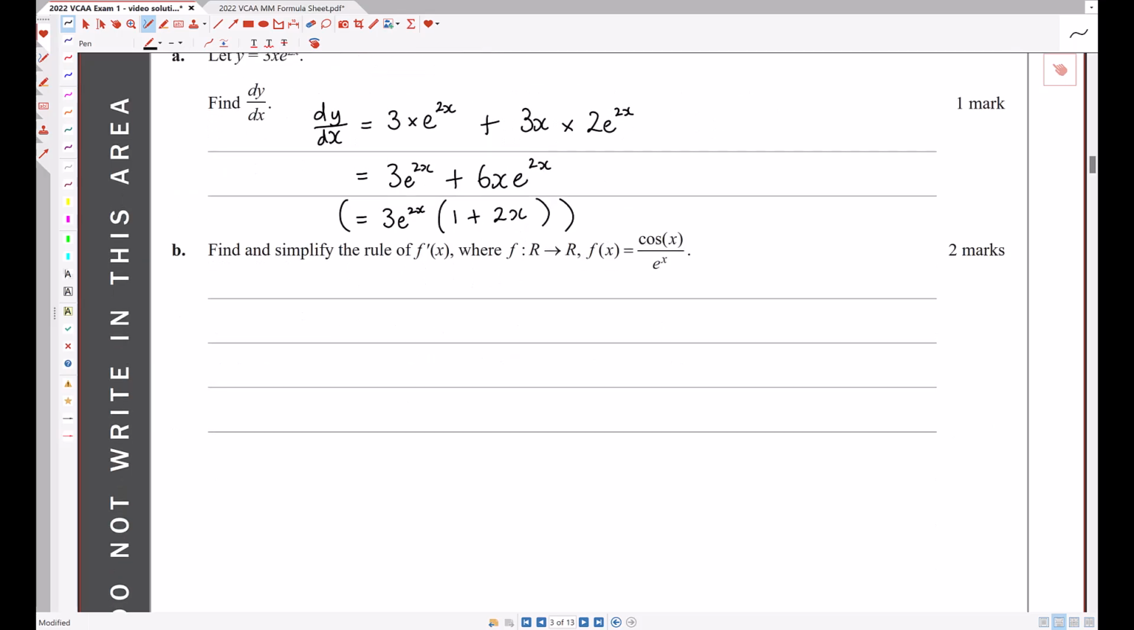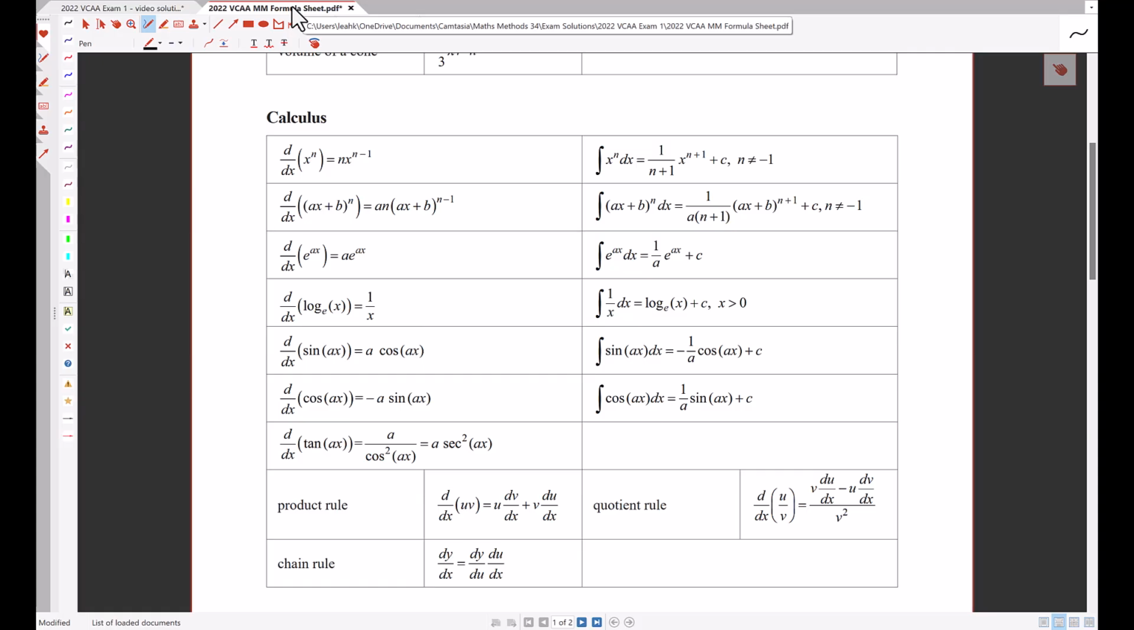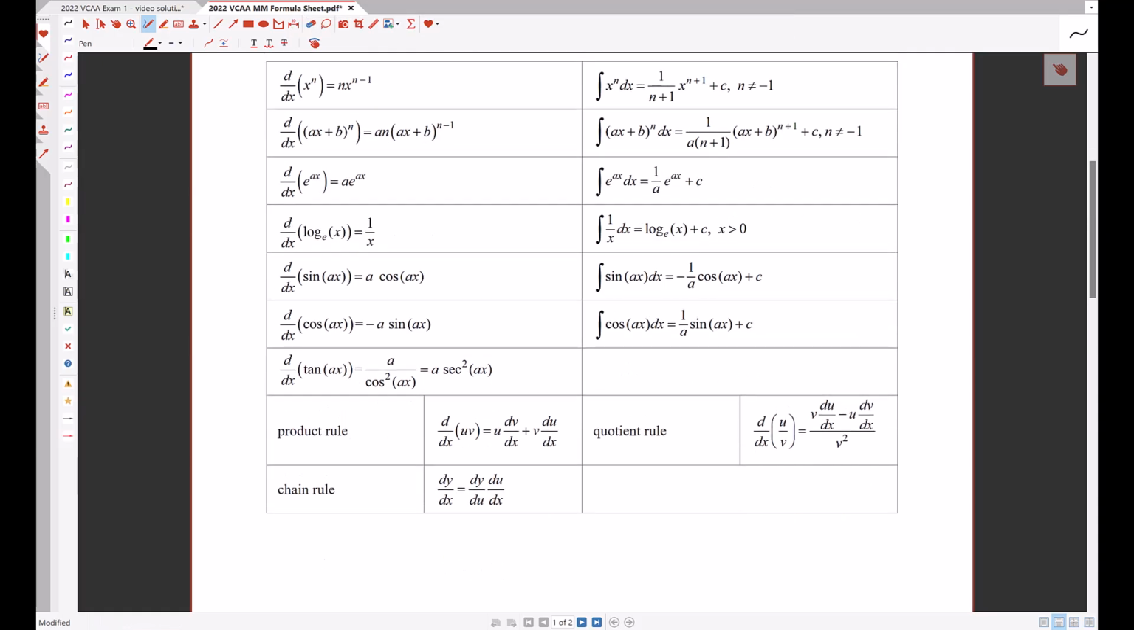Find and simplify the rule of f dash of x, where f is this function here. So we've got a quotient, a cos function divided by an exponential function. So again, check your formula sheet, quotient rule, and your rules for differentiating cos and e to the x are all here. So there's no excuse for getting those things wrong. Get used to using the formula sheet and knowing what's there and what you can look up.